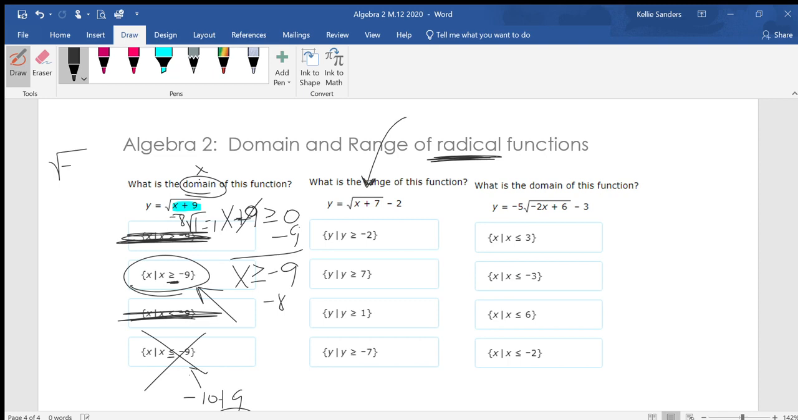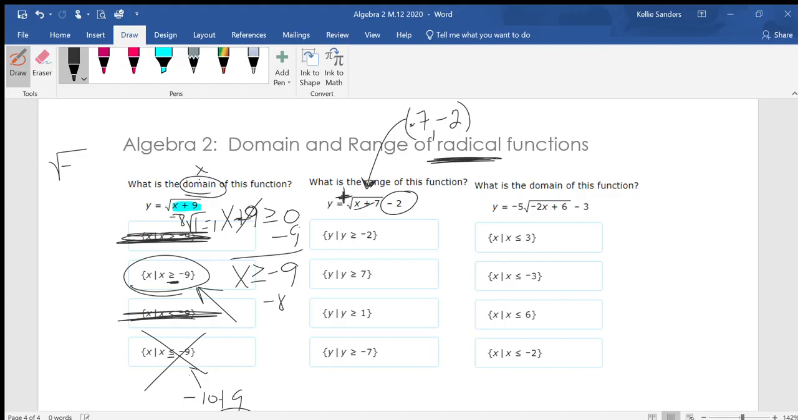What would make this 0? Negative 7, right? X equal to negative 7 would make that square root 0. So if you put negative 7 in here, that would make it 0, and you would get negative 2 out because negative 2 is right there. So our range is going to start at negative 2.